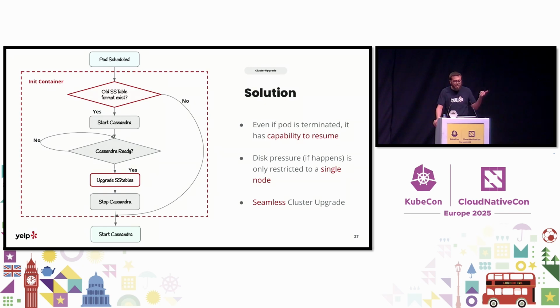Again, we ensured idempotency. If a pod is terminated, it should have the capability to resume. So this approach helped us in limiting the disk pressure to at max a single node. And everyone loves seamless upgrades, and init container ensured that it was the case for us.